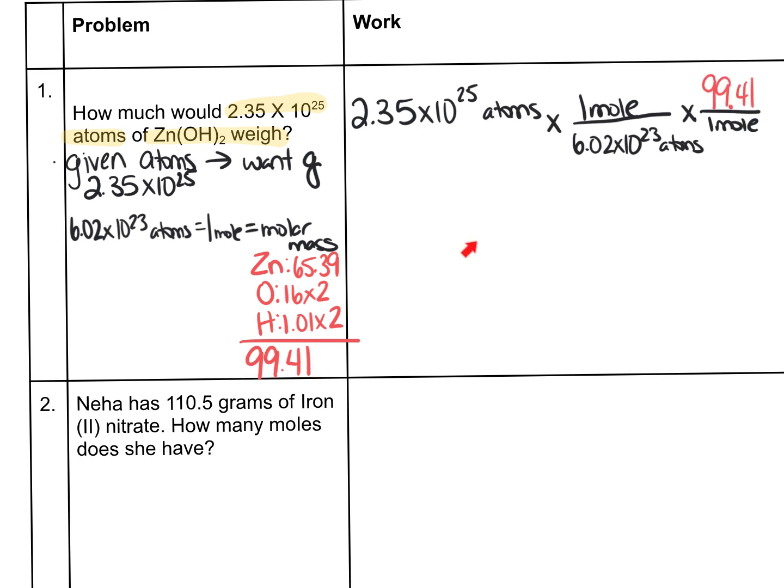So I have shown here the problem being solved with 2 steps. But since 1 mole is equal to Avogadro's number and 1 mole is equal to the molar mass, I can actually put this into one step by having the molar mass be equal to the atoms. I'm going to do that in blue next.